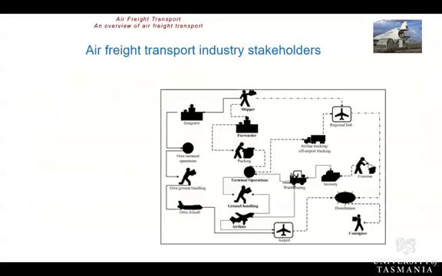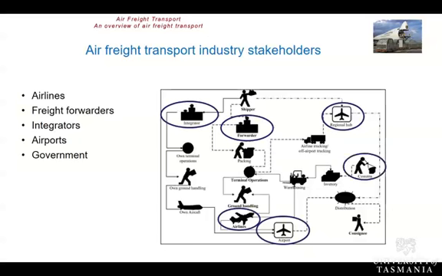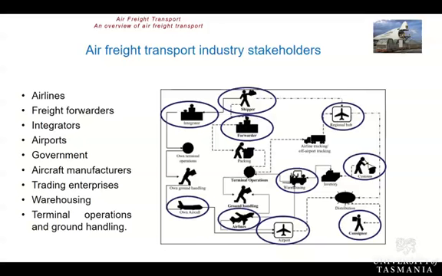Okay. All right, now I mentioned to you that the main focus for what we'll be talking about is a range of different things associated with the air freight transport industry. And it's the stakeholders involved in that air freight transport industry. And this slide gives you an indication of many of those stakeholders. So through the course of the semester, we'll be talking about airlines, freight forwarders, integrators, airports, government, because they've got a role to play not only with regulation but also through customs, aircraft manufacturers, trading enterprises, so the shipper and the consignee, warehousing, terminal operation and ground handling.